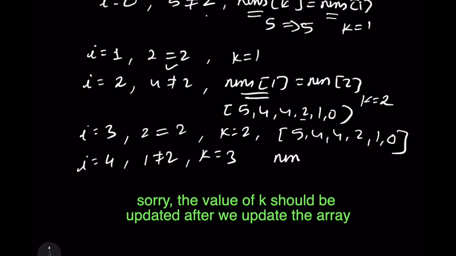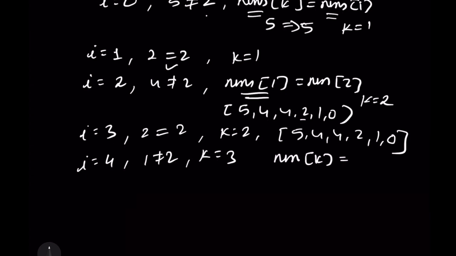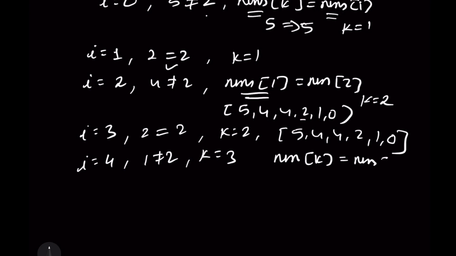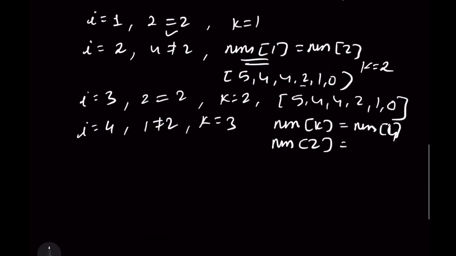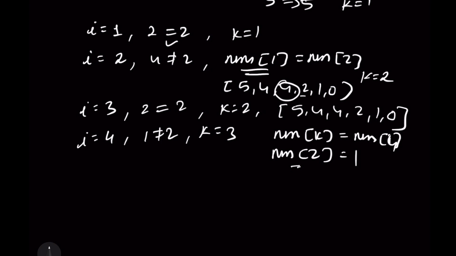So nums of k value will become nums of i. Nums of k is still 2, so nums of 2 will become nums of 4. What is nums of 4? Nums of 4 is 1. So nums of 2, which is this value, will become 1. So 5, 4, 1, 2, 1, 0.